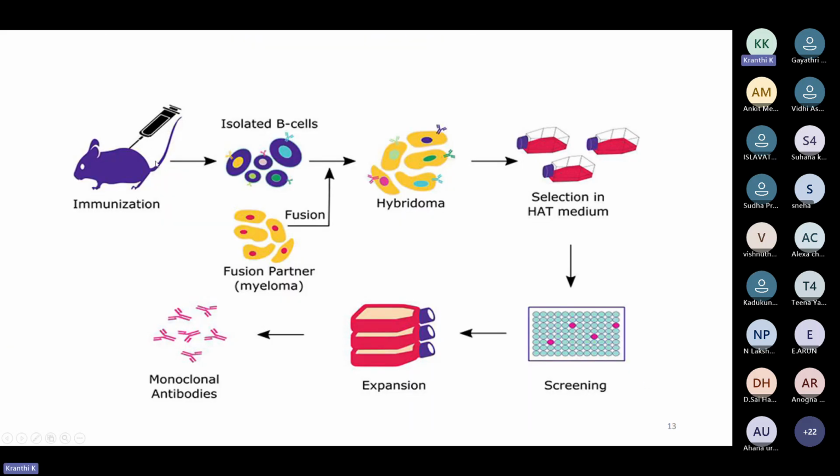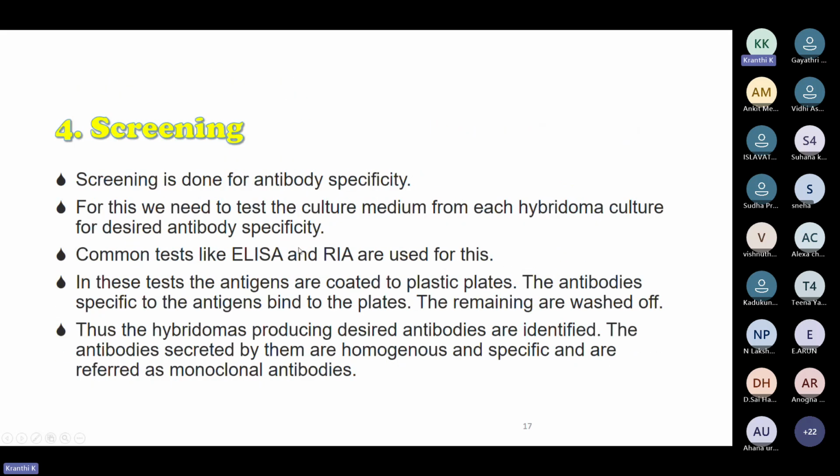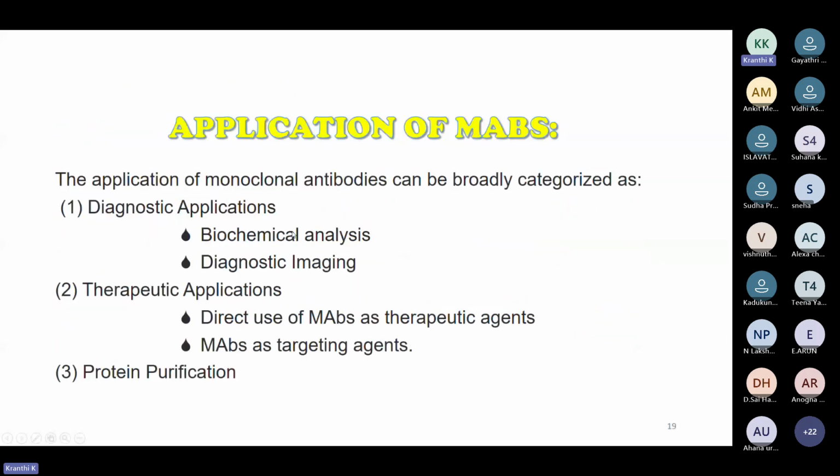Okay, see this one. Immunization. Then isolate the B cells. Then these are the myeloma cells. Fuse them. Then select them using a HAT medium. Then screen them to find the fused cells. After screening, you extract them. Then it will yield the monoclonal antibodies. Clear? Again, the same steps: immunization, cell fusion, like this. And what are the applications here?